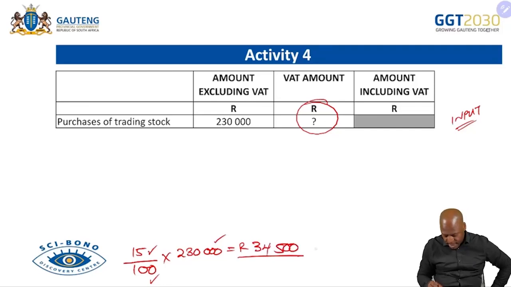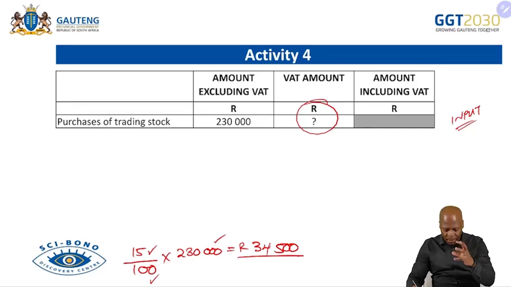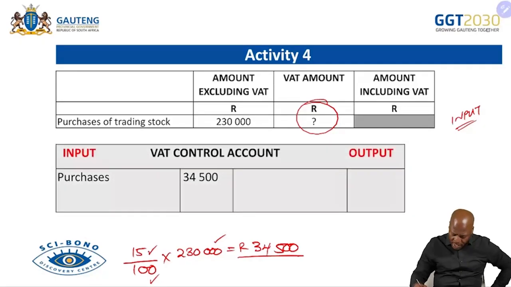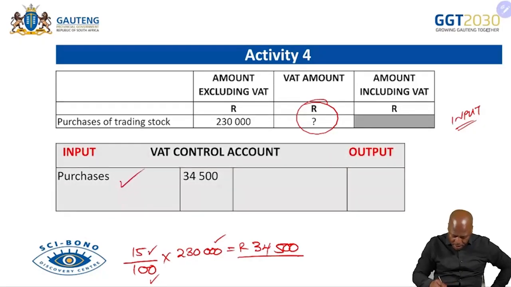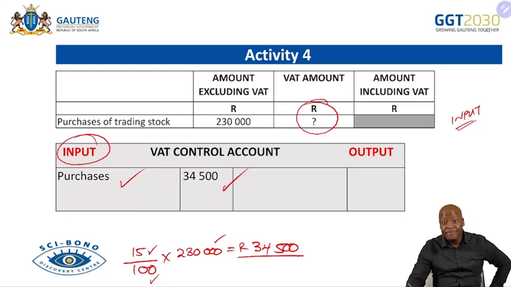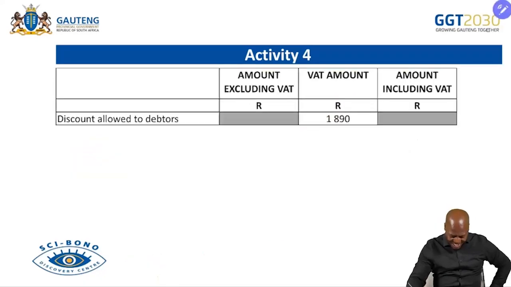34,500. Thank you so much. Someone is saying 34,500. Once you get your 34,500, now you need to understand purchases, input, output. We have already established it is on the input. Purchases 34.5 input. Okay, let's go on to the next one quickly.